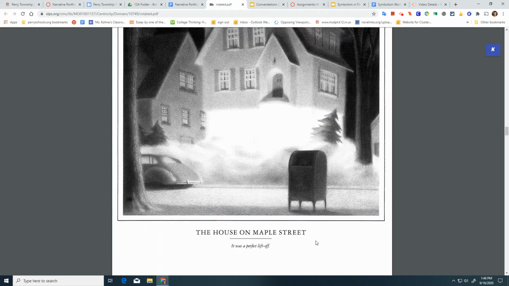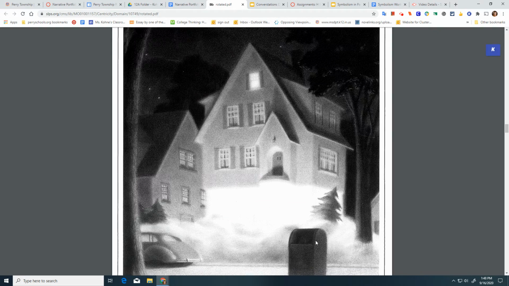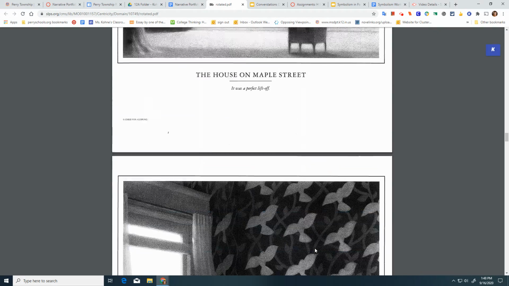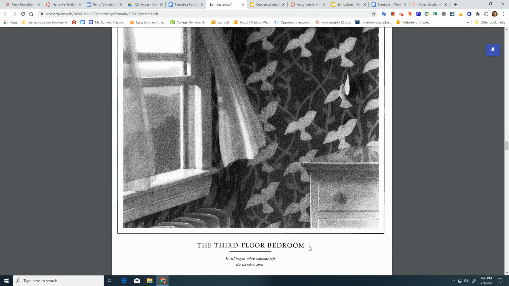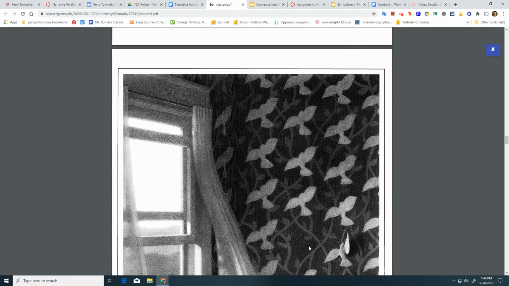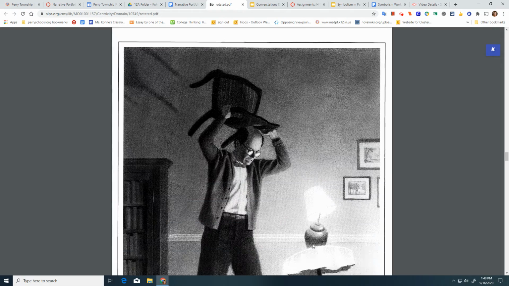The house on Maple Street. It was a perfect liftoff. Well, who knew the house was a spaceship? This one's called Third Floor Bedroom. It all began when someone left the window open. That's better than she woke up in the morning.